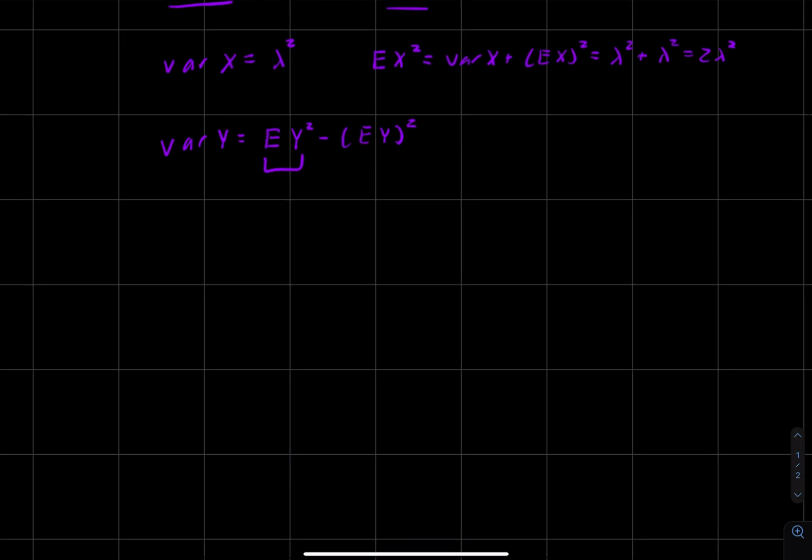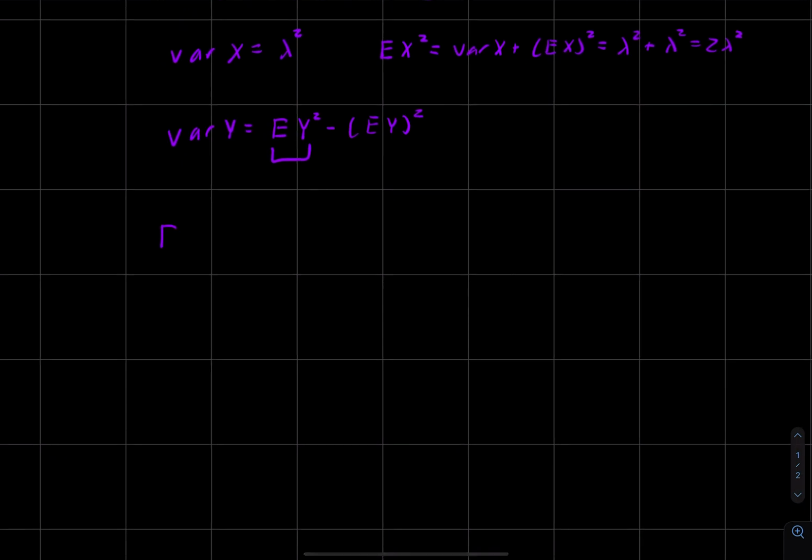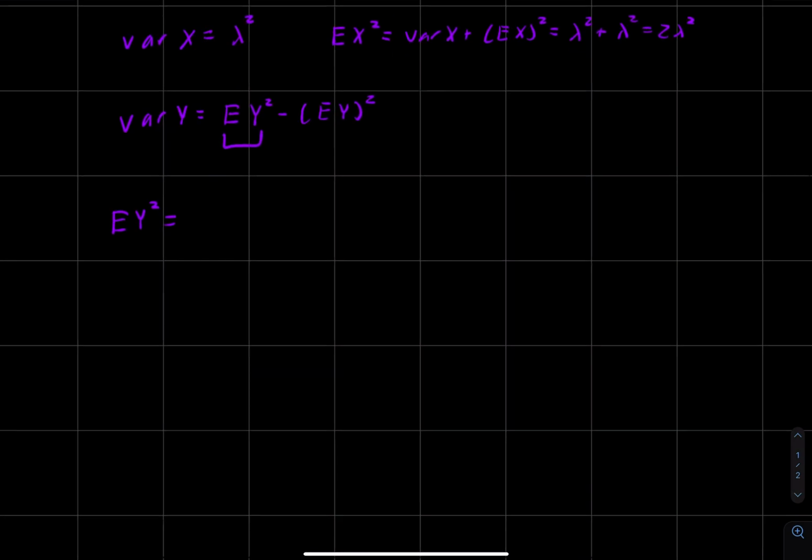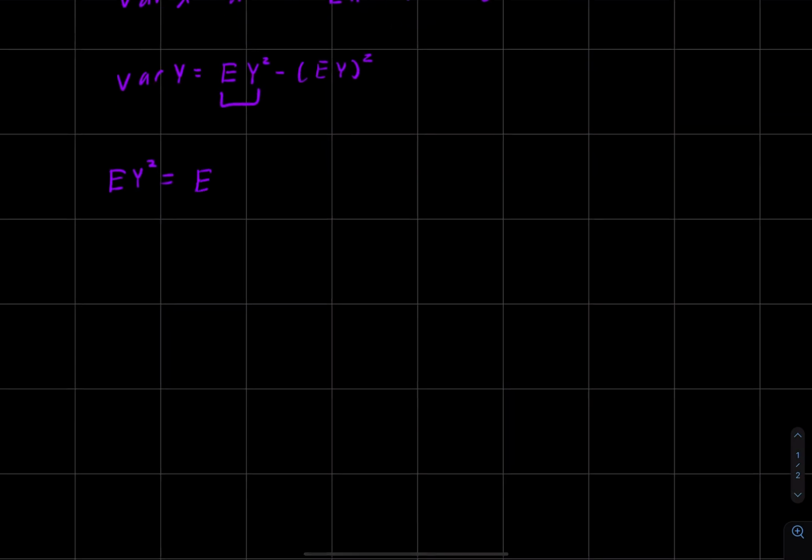So let's think about it. How can we go about finding E of Y squared? Because we don't really have much information, we don't have a ton. But what we can do is condition, right? We can always condition and sort of get us somewhere if there's something to condition on. And in this case, we can condition on whether or not we're below the deductible price or above the deductible price.